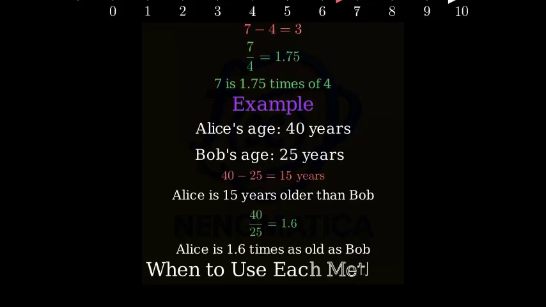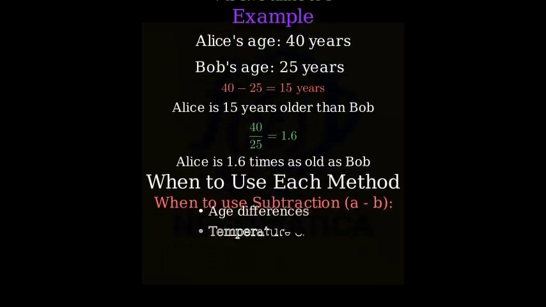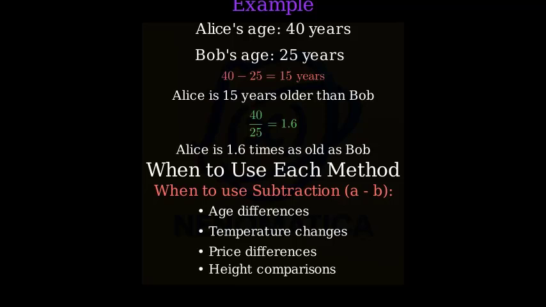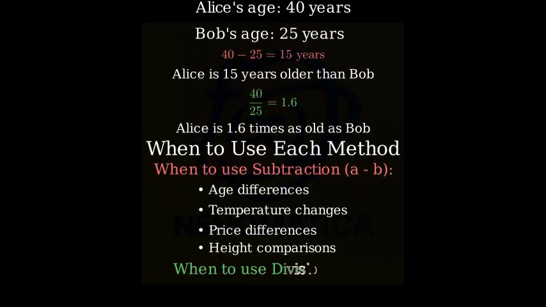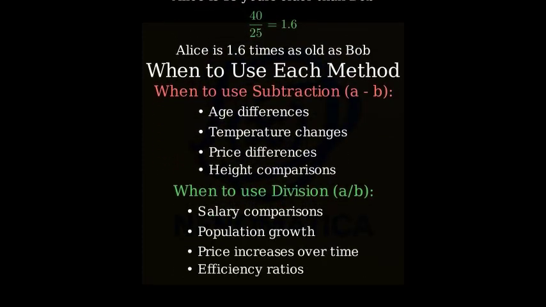So, when should we use each method? The subtraction method is more useful when we're interested in the absolute difference between two values. This is particularly helpful in contexts like age differences, temperature changes, price differences, or height comparisons. The division method is more appropriate when we want to understand the relative scale or proportion between two values. This is useful in contexts like salary comparisons, population growth, price increases over time, or efficiency ratios.